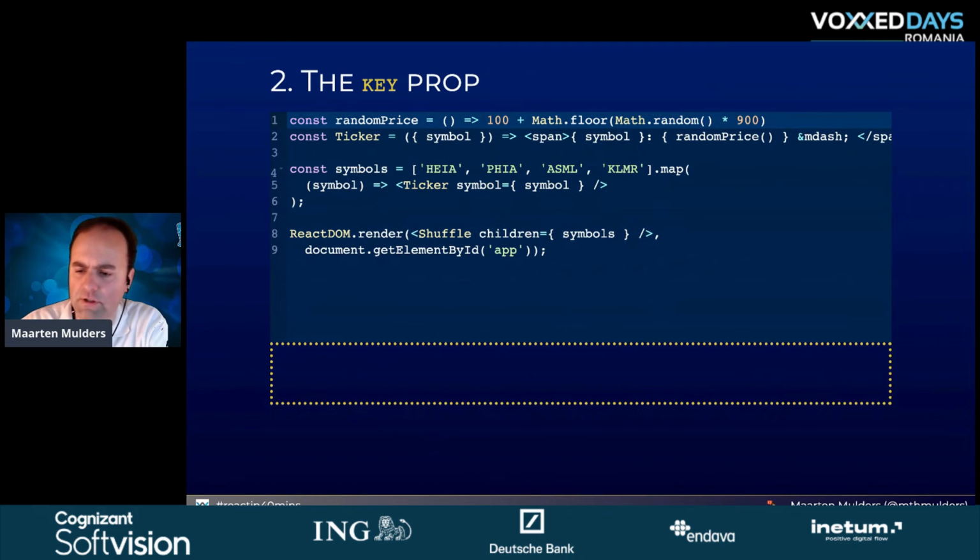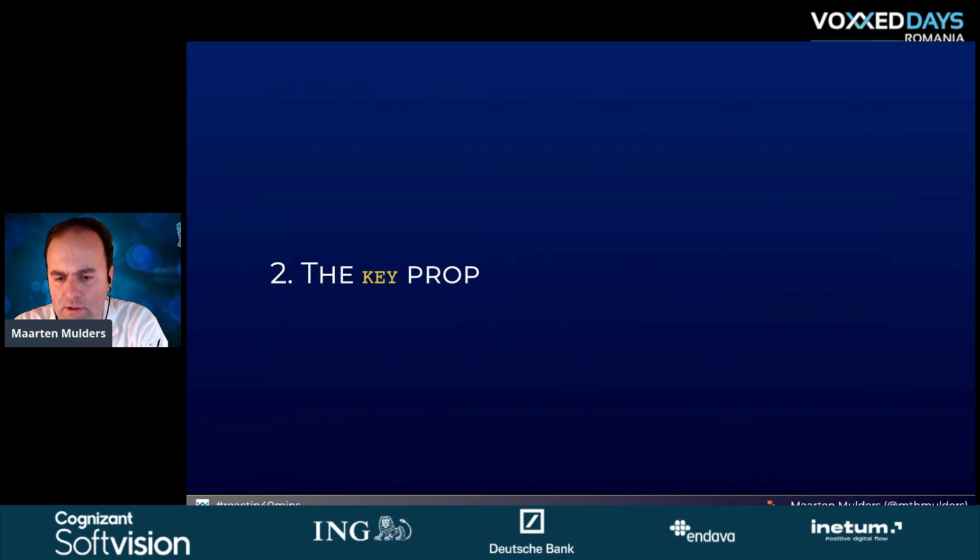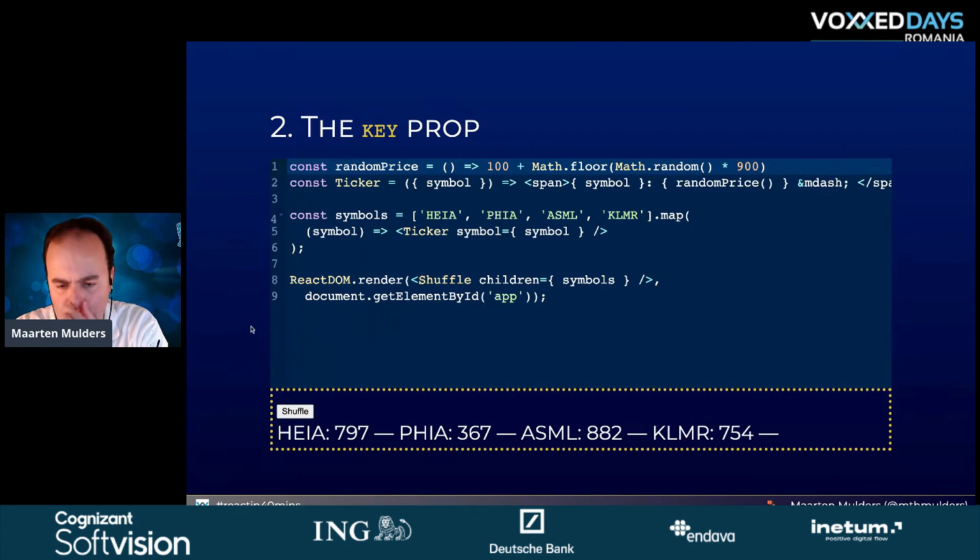The second one is a bit harder to understand, the key prop. This one is especially relevant for iterating. We earlier saw the tickers, and it basically looked like this. I have now added a few more symbols, and it should have shown at this point. Yes, like so. As you can see here, it shows prices for those tickers. It's a random price, it's just calculated.